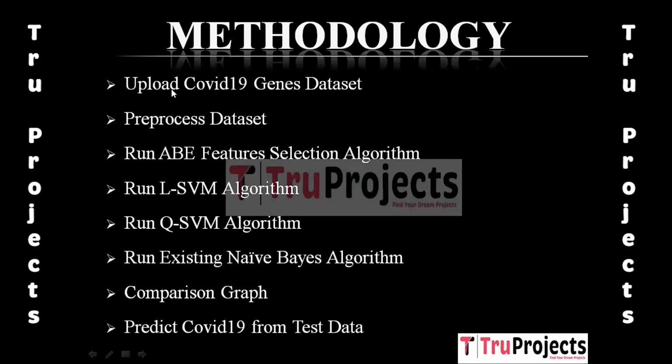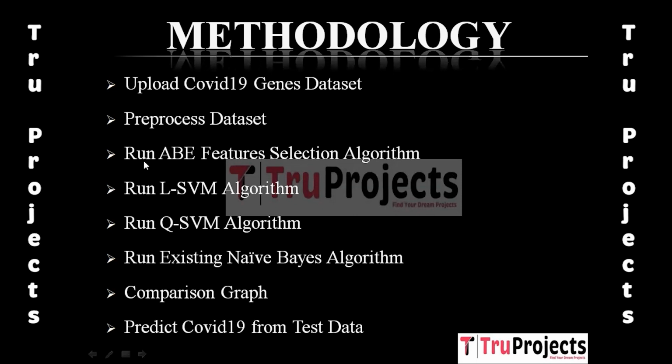The first module is upload COVID-19 genes dataset. Using this module, we will upload the COVID-19 genes Internet of Things dataset and then display a graph of various COVID-19 diseases. The next module is preprocess dataset. Using this module, we will replace missing values, shuffle and normalize dataset values.